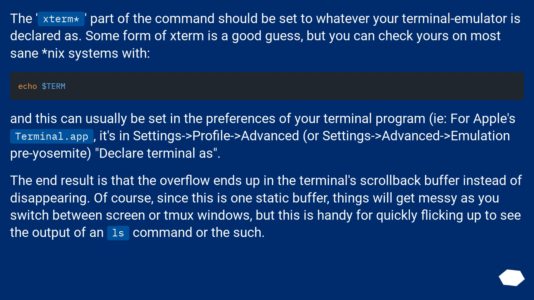The end result is that the overflow ends up in the terminal's scrollback buffer instead of disappearing. Of course, since this is one static buffer, things will get messy as you switch between screen or tmux windows, but this is handy for quickly flicking up to see the output of an ls command or the such.